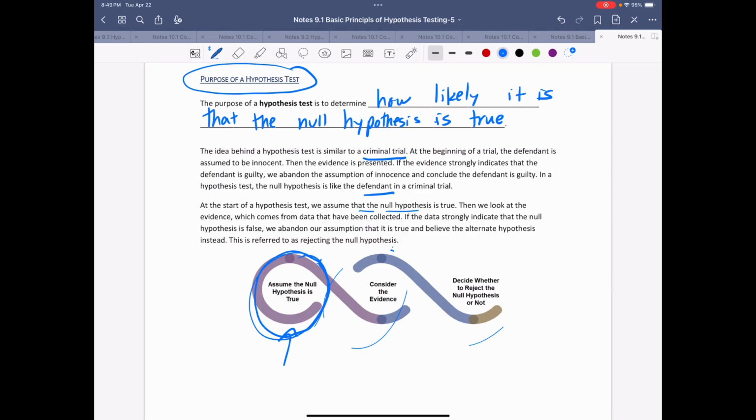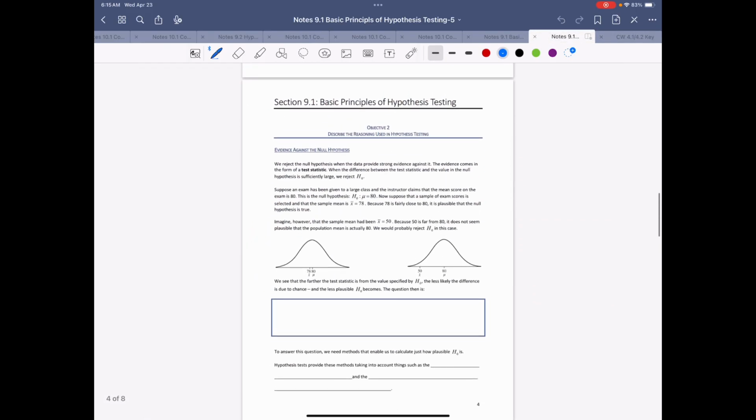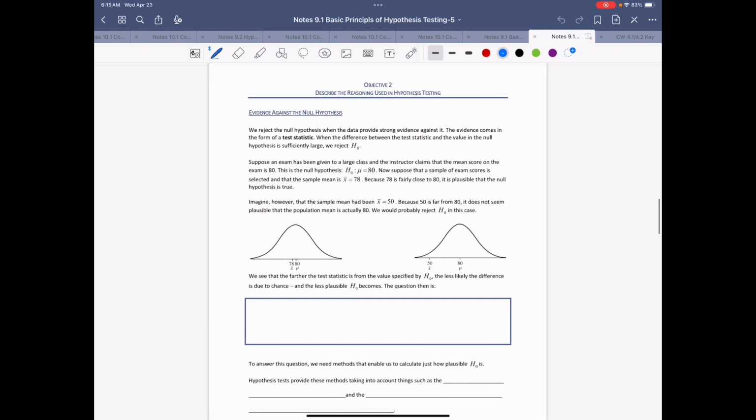Okay, so to start with, I assume it's true. I look at all my evidence, and then I either reject the null hypothesis or I don't. It's called fail to reject, and we'll get into that on the next slide. Let's look at this next example, and we're going to talk about evidence against the null hypothesis. We reject the null hypothesis when the data provides strong evidence against it. The evidence comes in the form of a test statistic. When the difference between the test statistic and the value in the null hypothesis is sufficiently large, we reject H0.